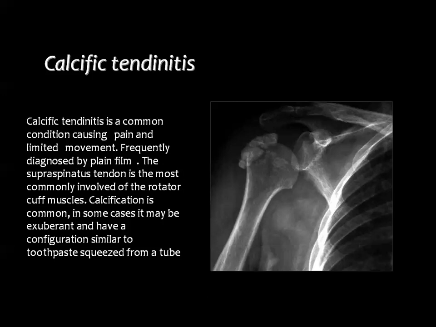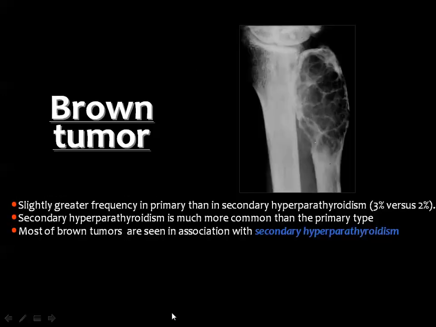also in the cartilage. And this is an example where you see calcium at the insertion site of the supraspinatus tendon, which is calcific tendonitis, and can be easily appreciated in the plain film compared to the MRI. And this is one of the findings.